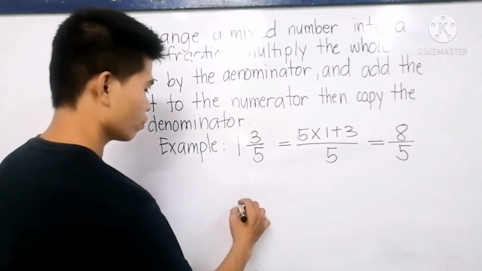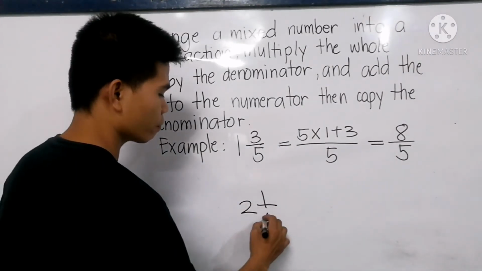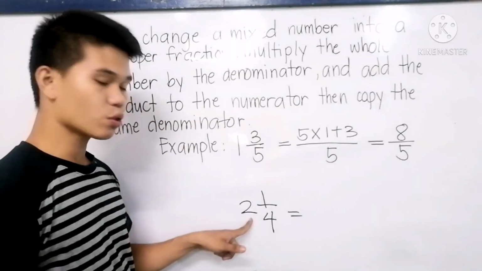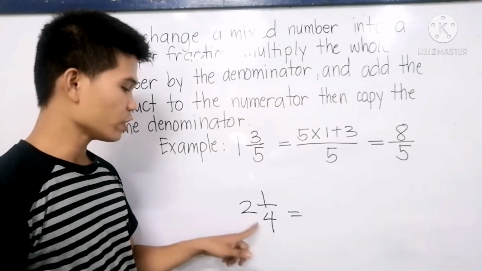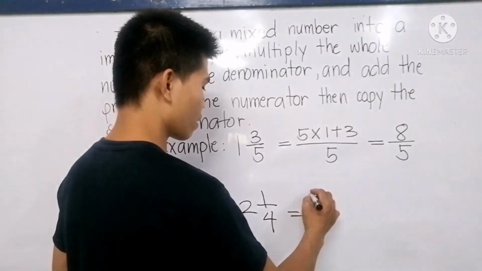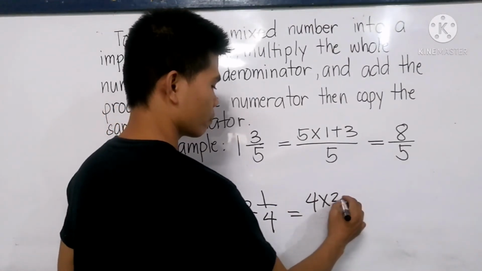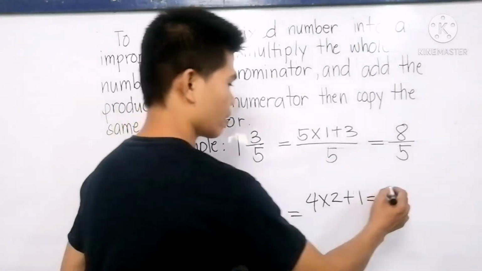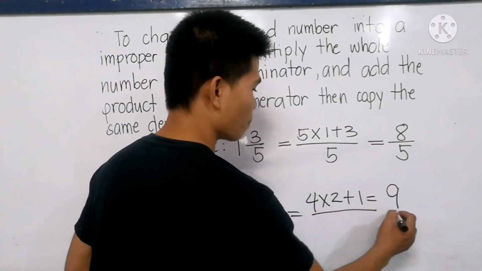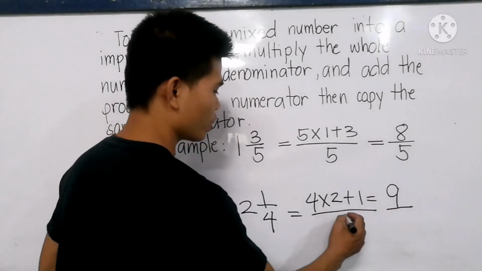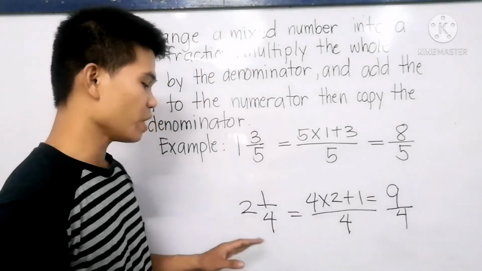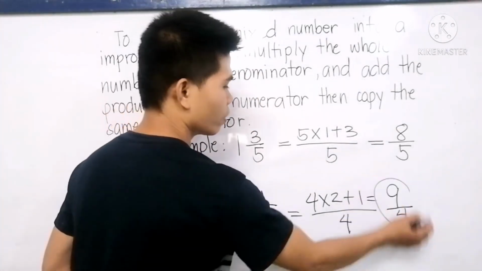Another, we have 2 and 1/4. 4 times 2 is equal to 8. Plus 1 is equal to 9. Then copy the denominator, which is 4. So the improper fraction of the mixed number will be 9 over 4.